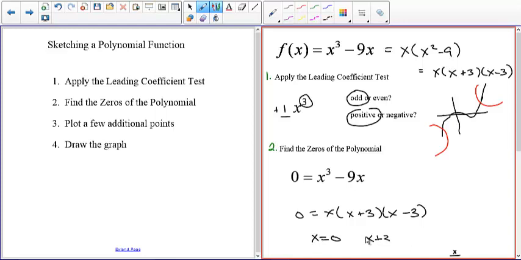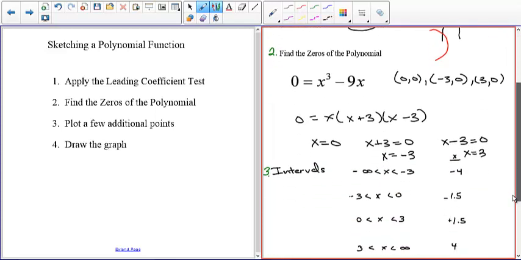The second one is x plus 3 equals 0. If you solve for x, you get x equals negative 3. And the third one, x minus 3 equals 0. You get x is equal to 3. So those are my x-intercepts. So it would be (0, 0), (negative 3, 0), (3, 0). So those are the points on the graph.